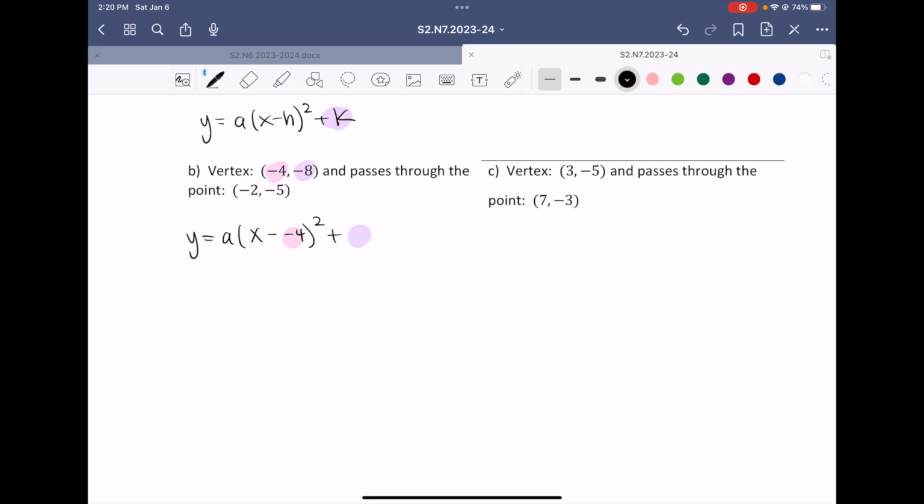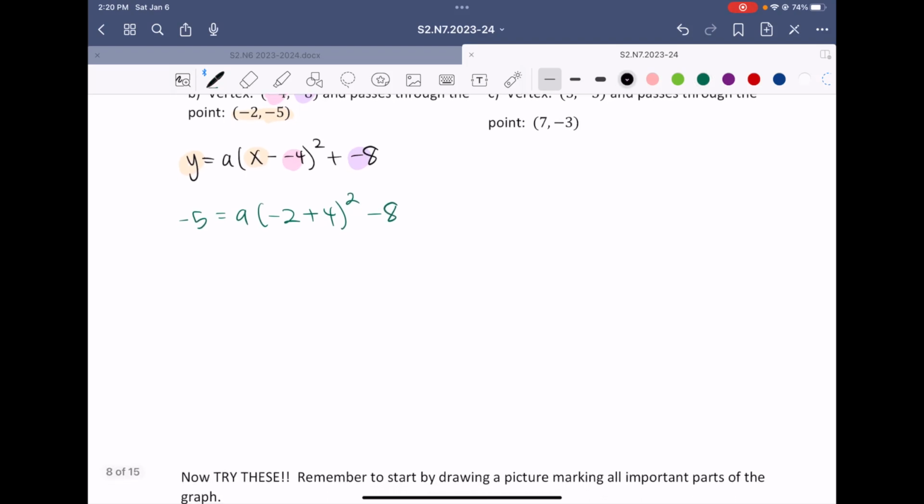We'll put that right here. I don't usually put a plus and minus, but I already have the plus there, so we're going to roll with it. I'll probably clean it up a little bit as I rewrite the next line. Our extra point is this -2, -5. We're going to make that substitution for your x and y. So -5 is equal to a times -2. I'm going to call that a plus 4, since that's what a minus would be. And then just a -8.